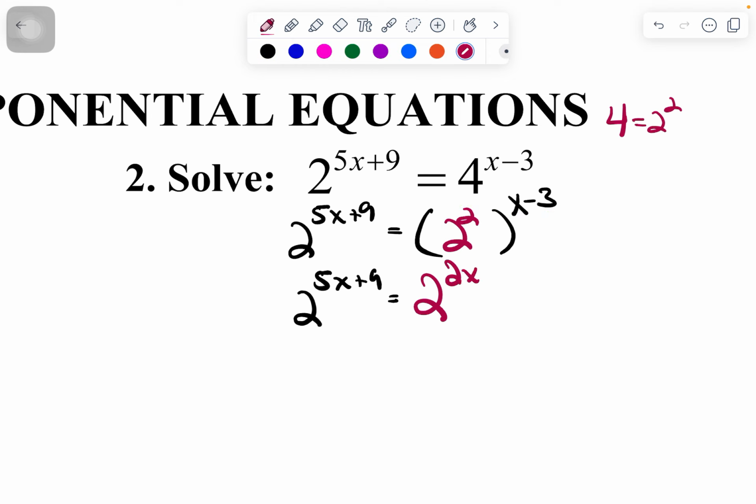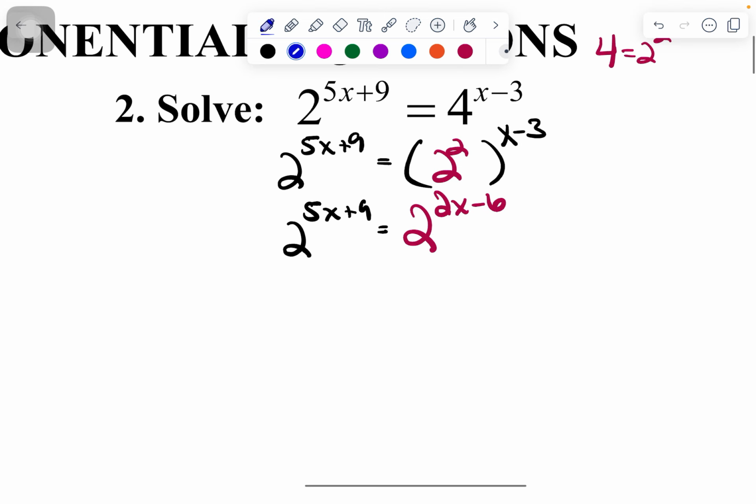So that's going to turn into 2x minus 6. All right, all this hard work, we've now got a base 2 here and a base 2 here. Love that, because now I can ignore the bases and make an equation based off of the exponents. So the equation I'm going to make here is that the exponent on the left side is equal to the exponent on the right side. And now I'm just going to solve this.